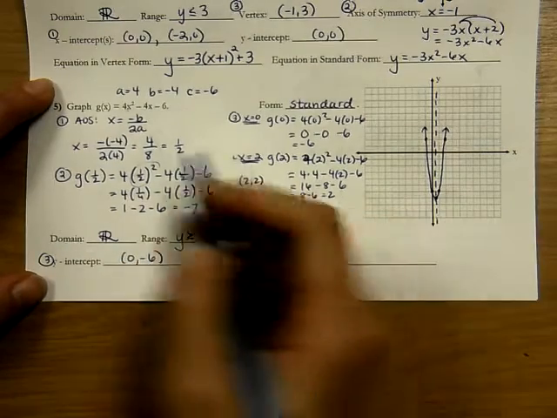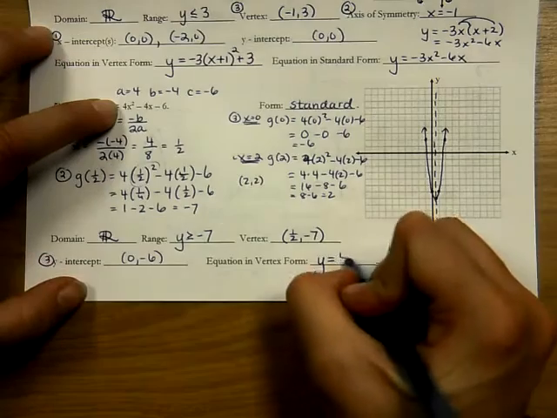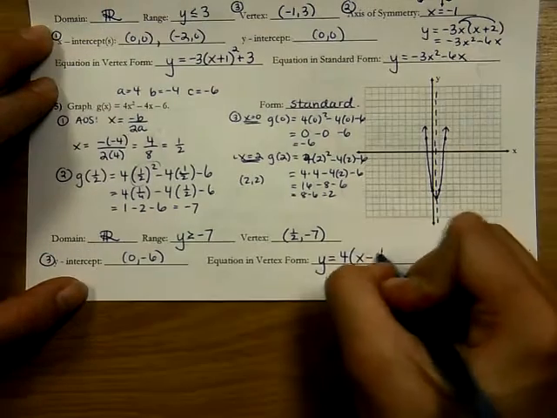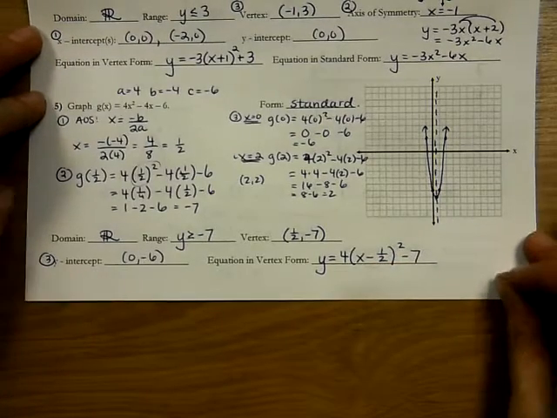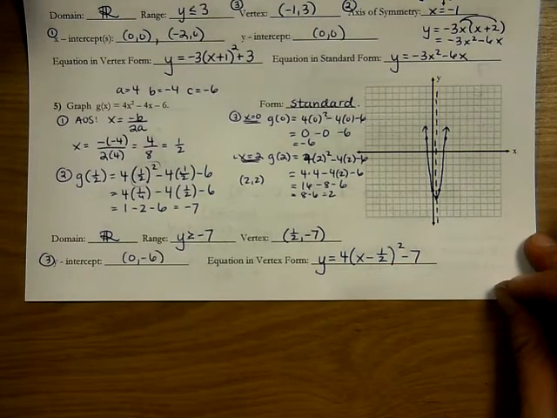For vertex form, I need that a value. I get that from the original equation. A is 4. X minus 1/2 squared minus 7. And there you go. That is our second page of the review packet.